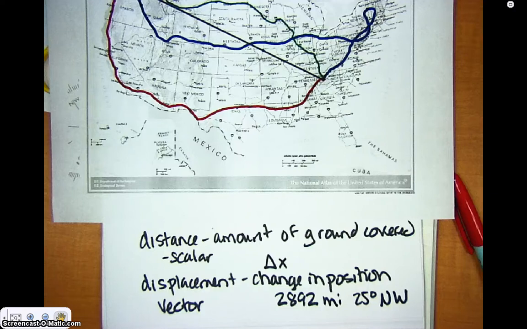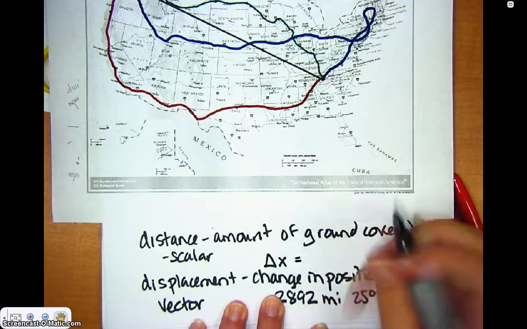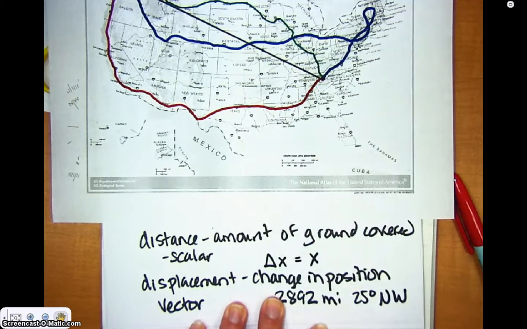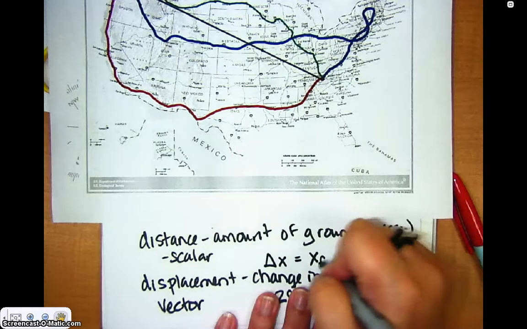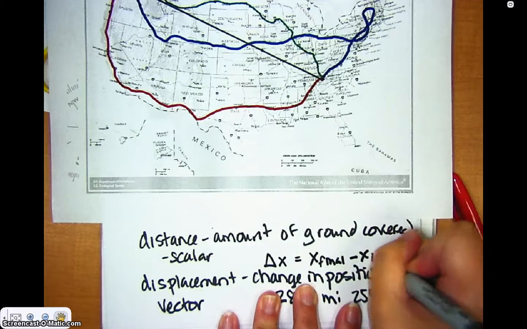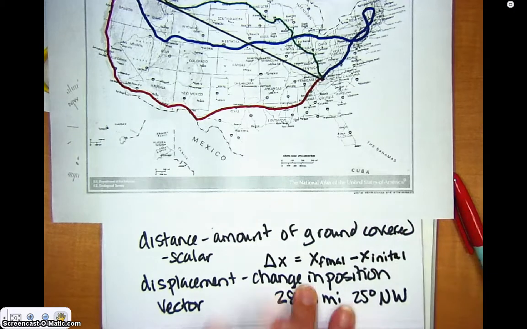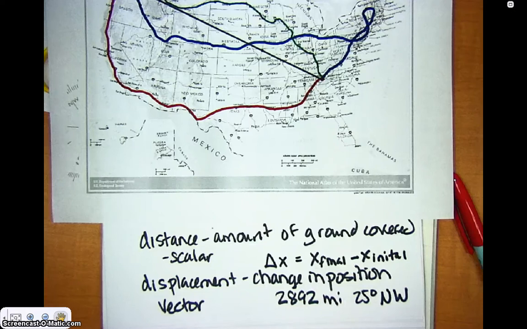So we don't have to worry about what direction you're actually going. The change in x, or your change in position, is wherever you ended up, so your final position, minus your initial position, where you started. That is your change in x. And I'll bring that up here in just a second when we add some time into it.